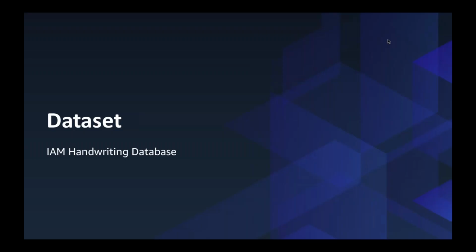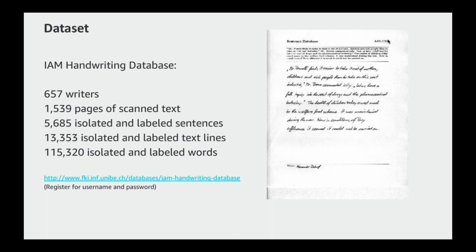So first thing we did was to gather a data set. For handwritten text recognition, the world recognized data set is called the IAM handwritten database. It's made of 657 different writers, more than 1,500 pages of scanned text.